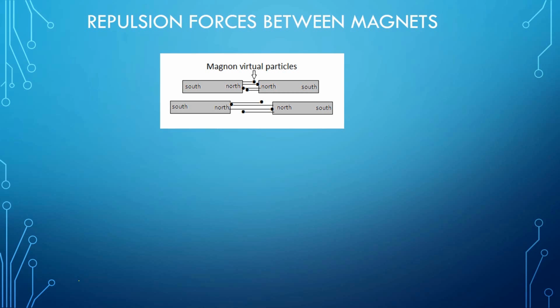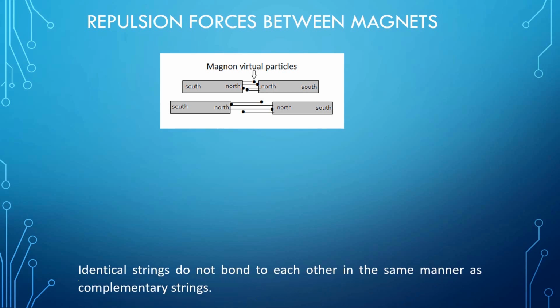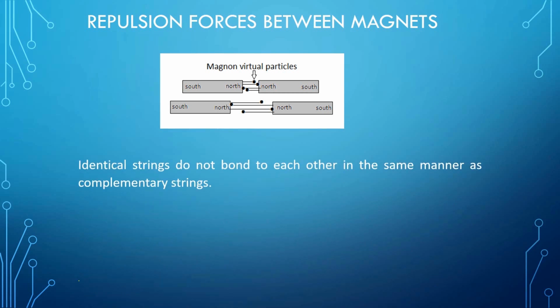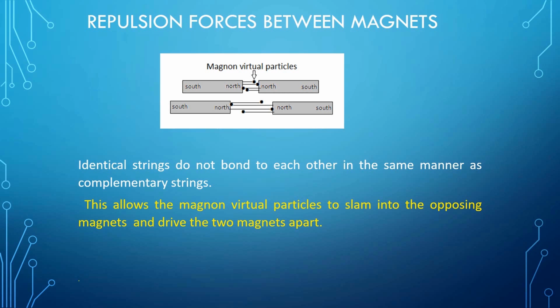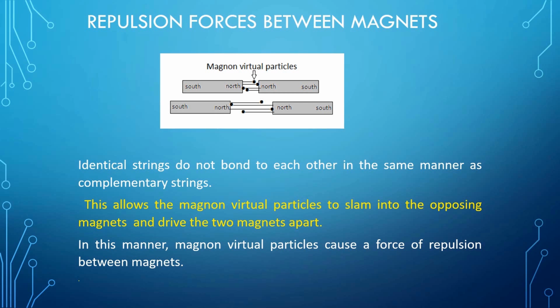This slide illustrates how magnon virtual particles slam into the opposing magnets and drive them apart. Identical strings do not bond to each other in the same manner as complementary strings. This allows the magnon virtual particles to slam into the opposing magnets and drive the two magnets apart. In this manner, magnon virtual particles cause a force of repulsion between magnets.